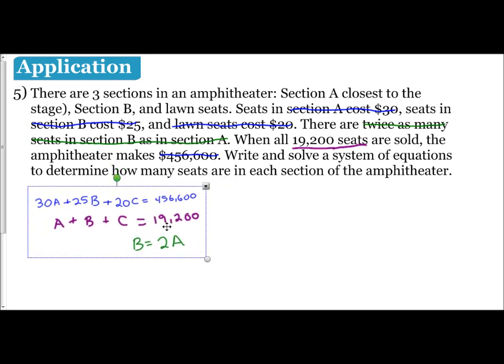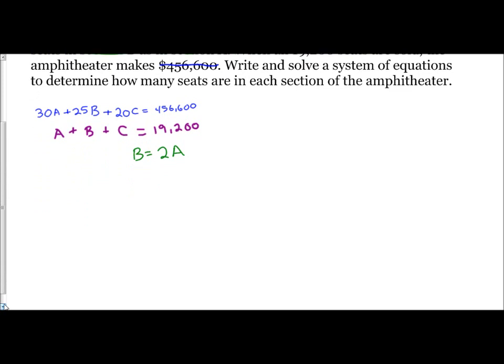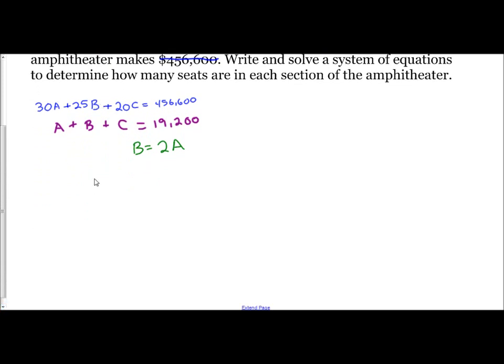Write a system of equations. Now the second part is to solve a system of equations to determine how many seats are in each. So solving this system is a little bit different because we don't have 3 equations with all 3 variables. In this one, we actually have a third equation that only has 2 variables, B equals 2A.